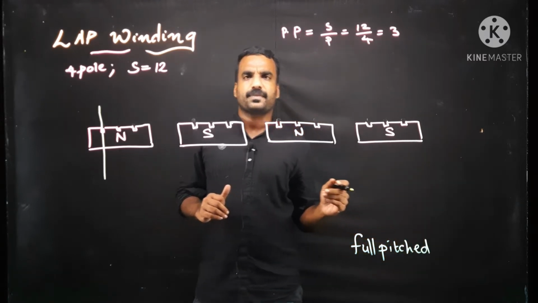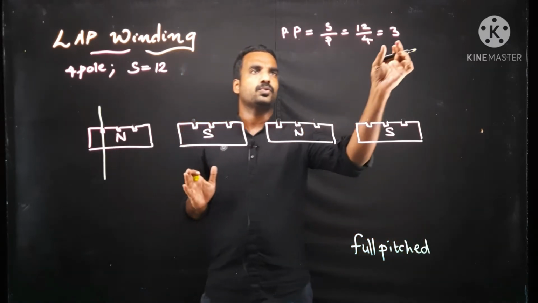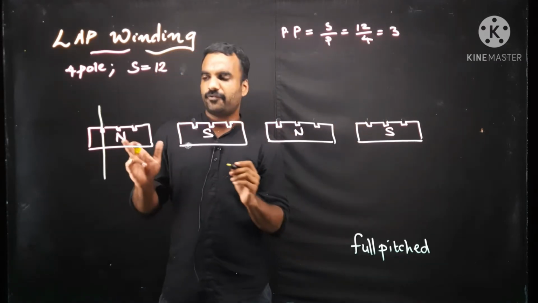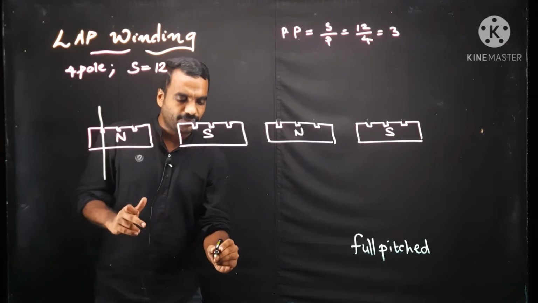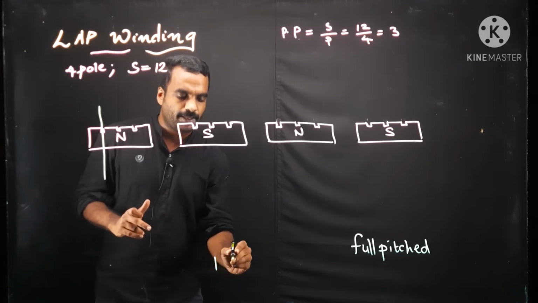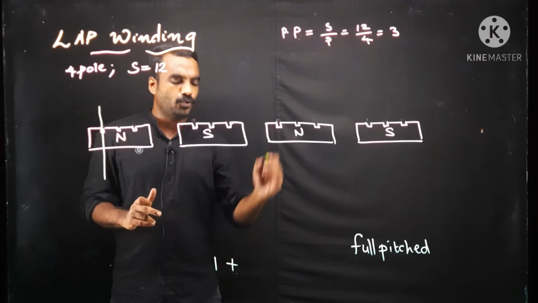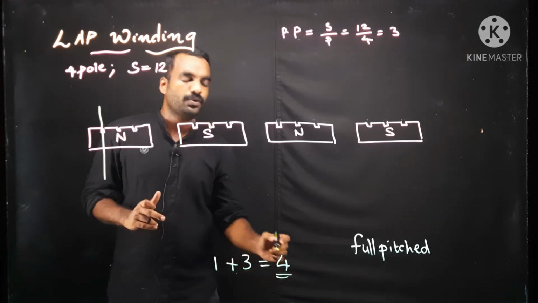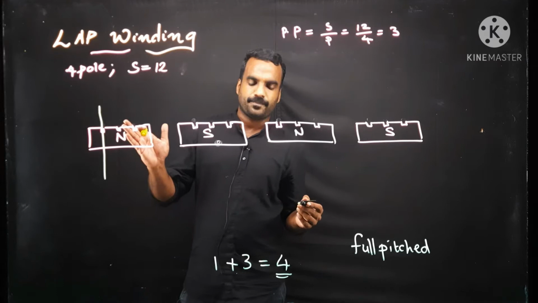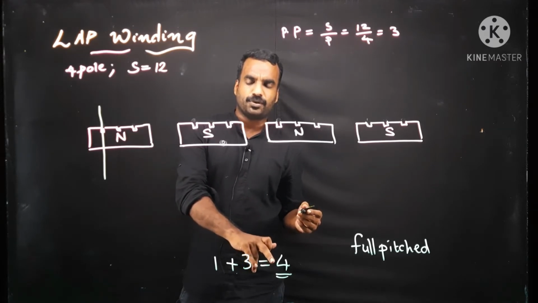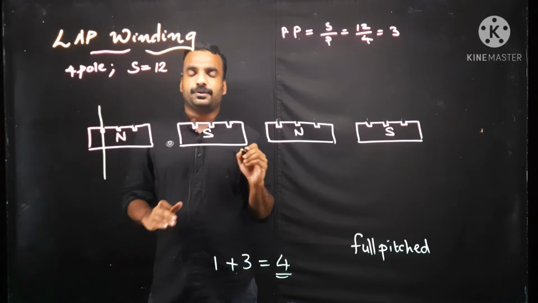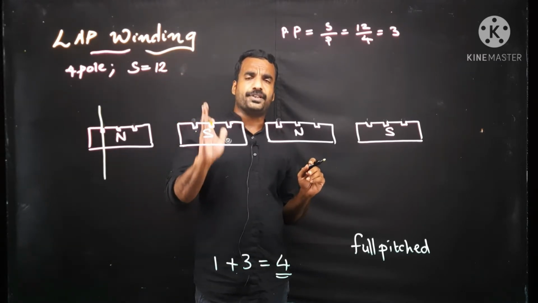So the coil span should be equal to pole pitch. So we are placing the first coil in the first slot, slot number 1 plus pole pitch. You will get an answer 4. So you have to place the finishing end on the 4th slot. 1, 2, 3, 4. This is the slot where you have to place the finishing end.